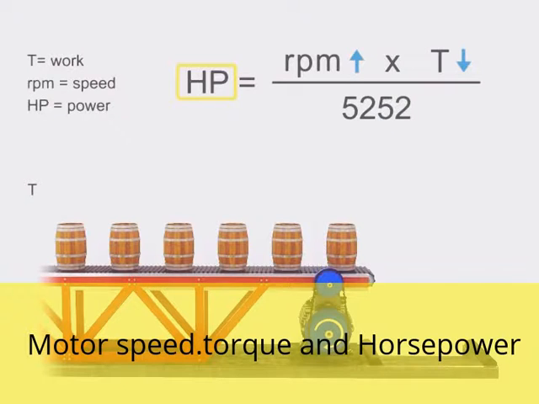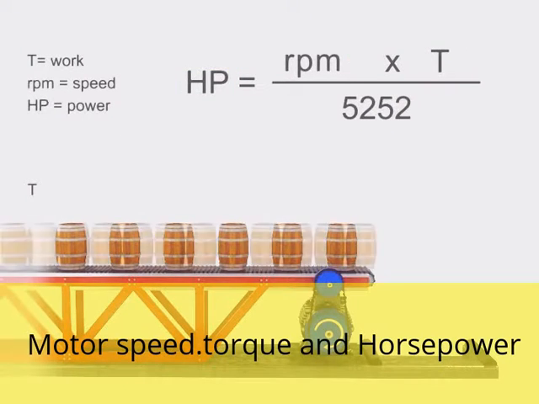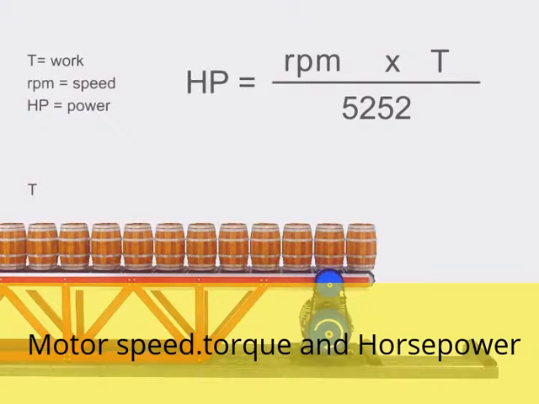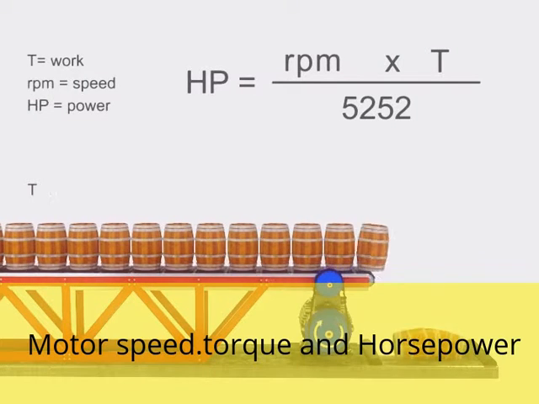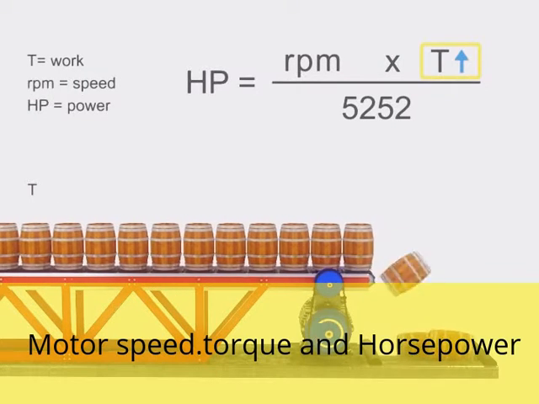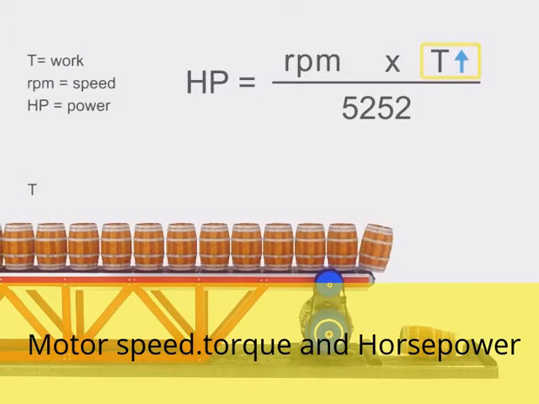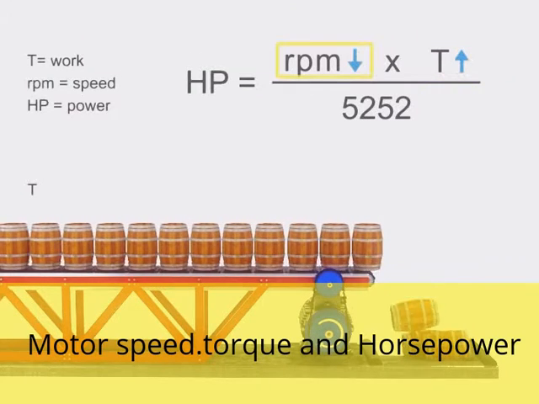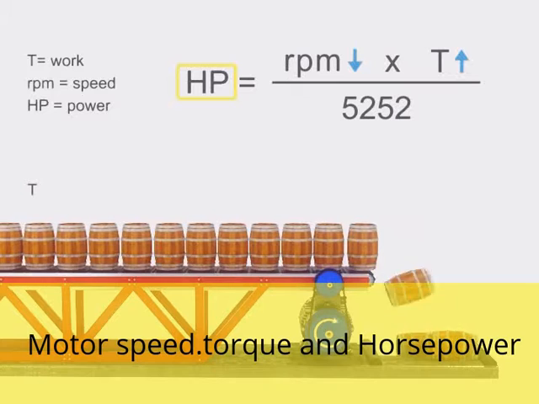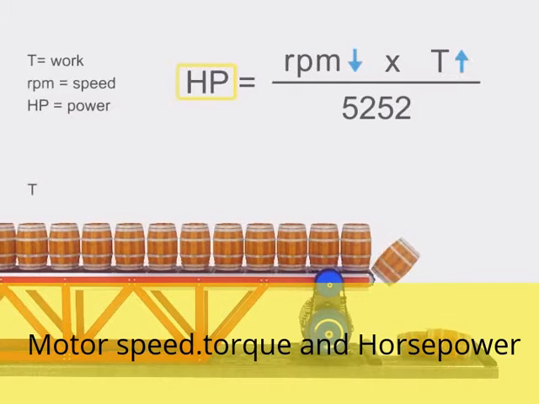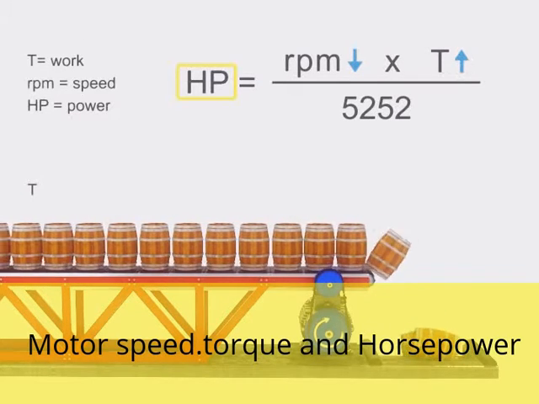As speed increases, torque decreases, and as speed decreases, torque increases. Let's say we want the horsepower of our motor to remain constant, but we wish to increase the speed of the conveyor. To maintain constant horsepower, the torque must decrease. If torque increases, the speed of the conveyor decreases, so that the horsepower required of the motor remains constant. Similarly, the opposite is true.